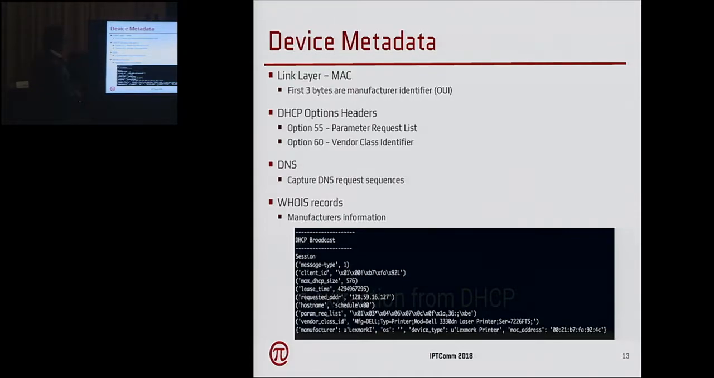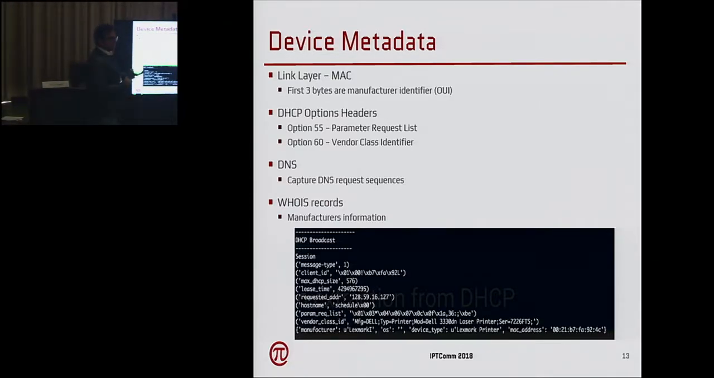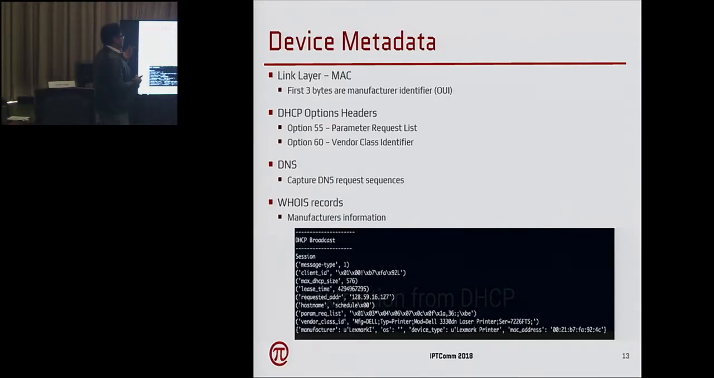Then we tried using DNS as well, wherein you capture the set of DNS request sequences, do an NS lookup, and see where exactly the device is talking to, and you try to derive the manufacturer from that information. And finally, we try to do a WHOIS record as well, wherein we go to the particular domain name and see who the record is for, and where the actual physical address of that particular domain is. So we try to derive the manufacturer information from that.